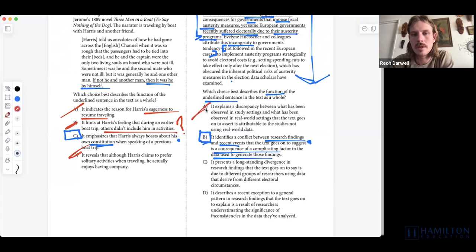So A is all correct until here. A is a tricky one. I think a lot of us are probably going to choose A because everything up until that first red mark is correct, right? But that final bit is wrong. And if anything is wrong, it has to be eliminated, right? They were using real world data. There's only real world data on elections.